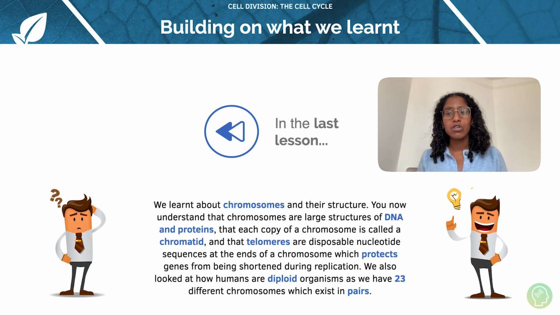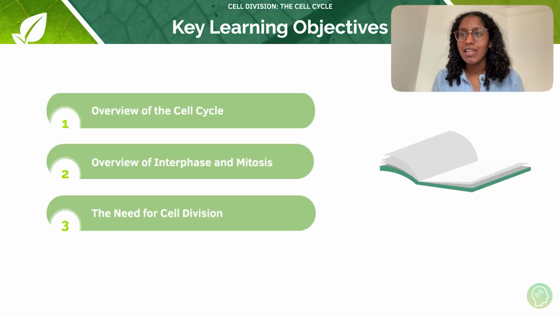And we also discussed how humans are diploid organisms and that we have 23 different chromosomes which come in pairs. So our overall chromosome number is 23 times 2, which is 46. So without further ado, let's crack on with this tutorial.